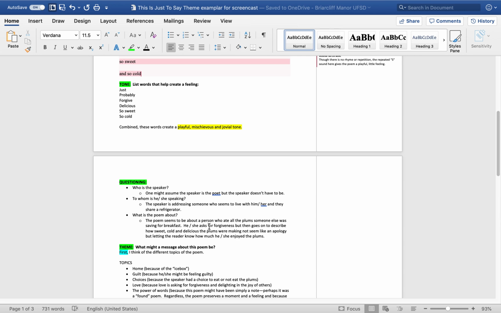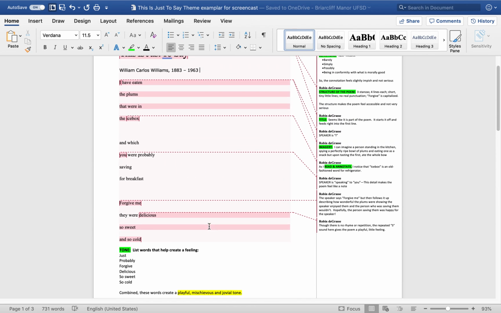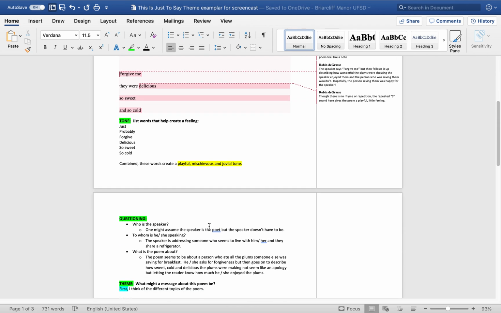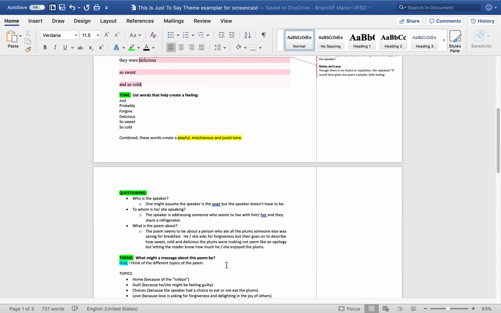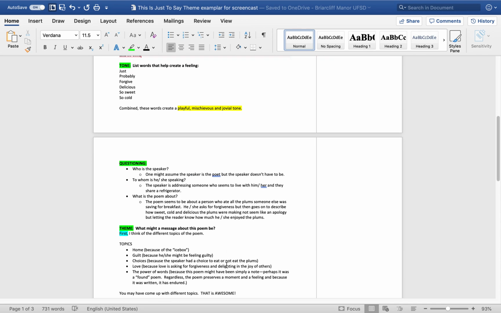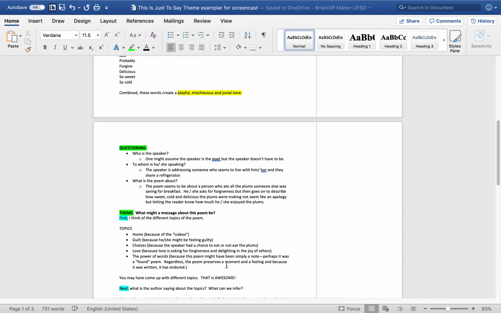And what is the poem about? And this poem felt very, very approachable. So we felt it was about a person who ate all the plums, someone else was saving for breakfast. He or she asks for forgiveness, but then they go on to describe how sweet, cold, and delicious the plums were, making the note not seem so much like an apology, but letting the reader know how much he or she enjoyed them. So now we've gathered all this information and we ask ourselves, what might the message be about this poem?